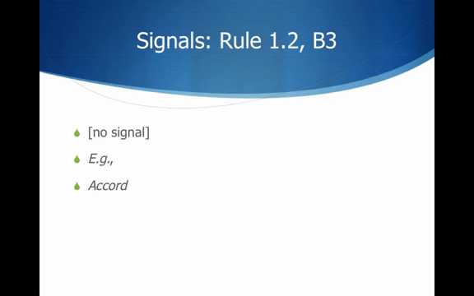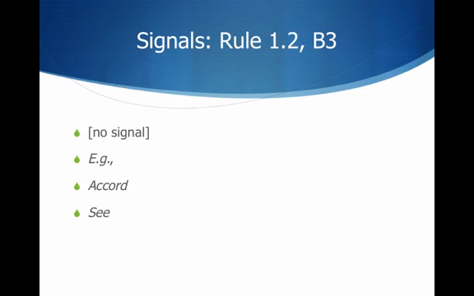Accord is a less common signal. Accord is commonly used when two or more sources state or clearly support the proposition, but your text quotes or refers to only one. The other sources are then introduced by accord. Because accord is a secondary signal, it's usually going to be lowercase.